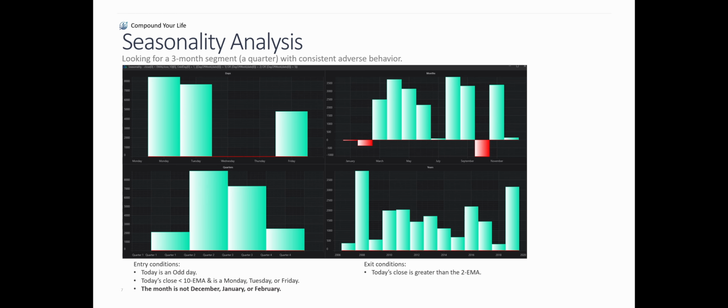Today is an odd day. We're going to buy the close. Today's close has to be less than the 10-bar EMA. Today has to be a Monday, Tuesday, or Friday. And then the month cannot be December, January, or February.